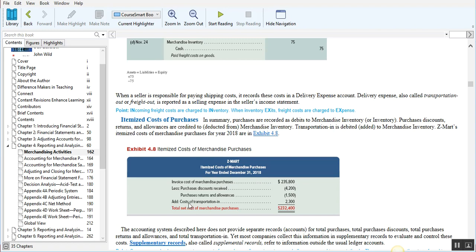They have received purchases discounts of $4,200. What that means is that they've exercised these discounts when they've actually made the payments, so that they've seen that much in discounts for cash discount.